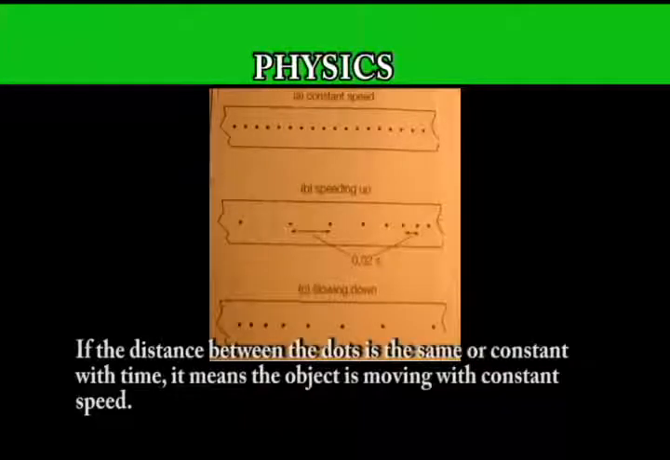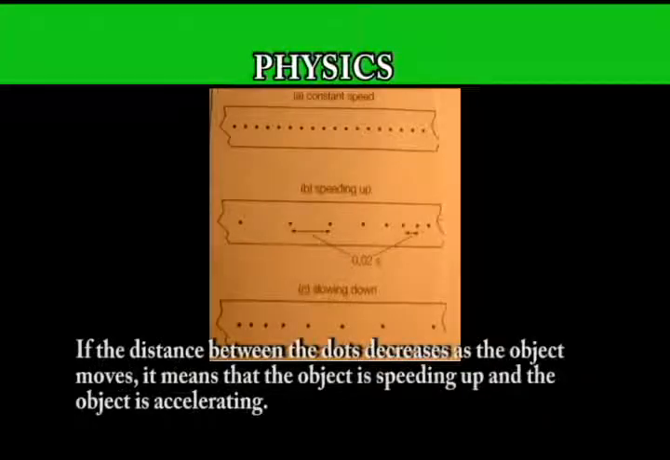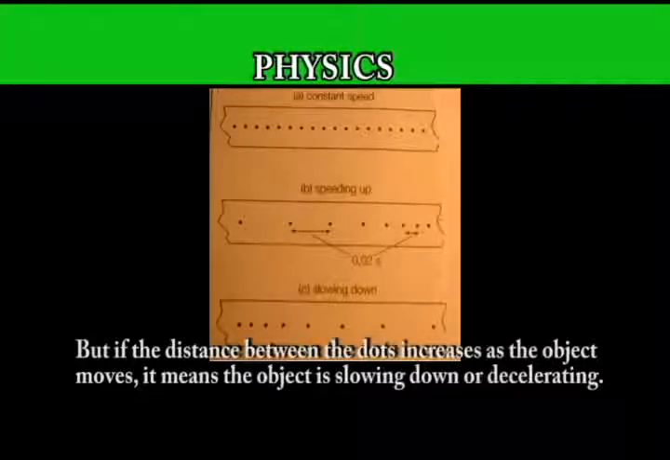Reading the tape. If the distance between the dots is the same or constant with time, it means the object is moving with constant speed. If the distance between the dots increases as the object moves, it means that the object is speeding up and accelerating. But if the distance between the dots decreases as the object moves, it means the object is slowing down or decelerating.